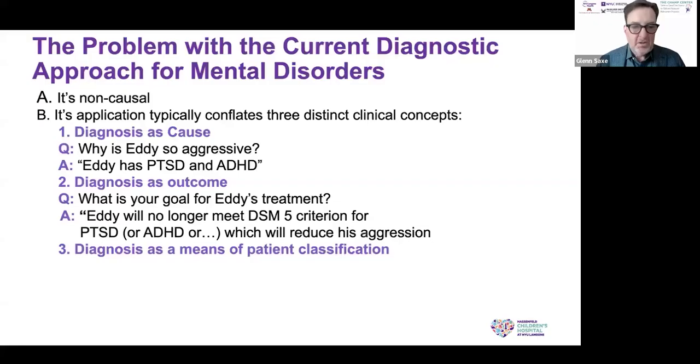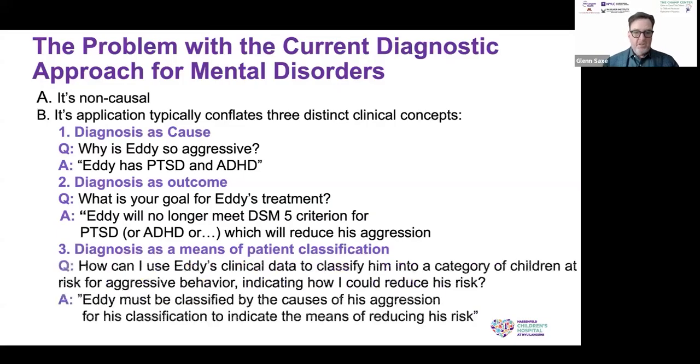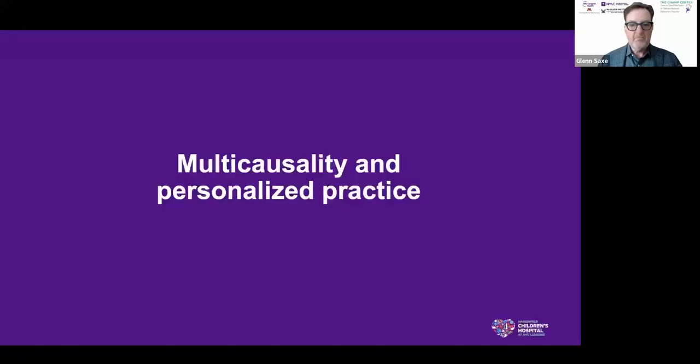And this is how diagnoses developed in the history of medicine, as a means of patient classification, which is different. The question: how can I use the clinical data to classify him into a category of risk for aggressive behavior, indicating how I could reduce the risk? And so to do that, Eddie has to be classified by causes.